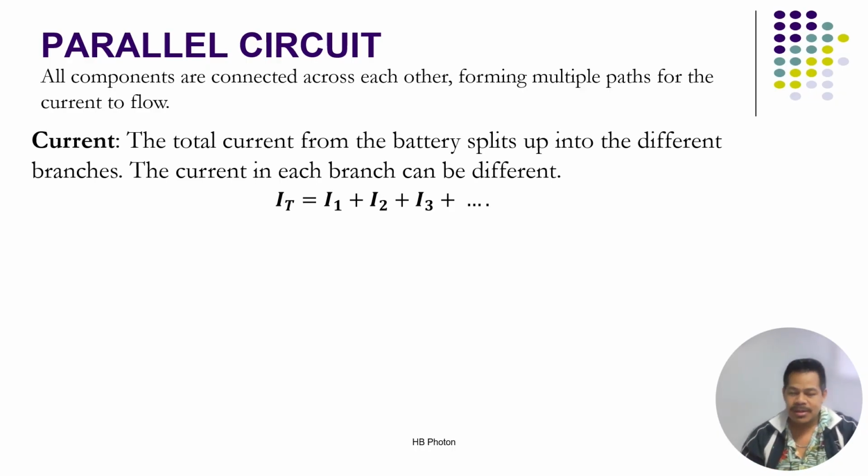For the current in a parallel circuit, the total current from the battery splits. The total current is shared among different resistors in different branches. So the current in each branch can be different. And the formula says IT is equal to I1, where I1 means the current across resistor 1, plus I2, current across resistor 2, plus I3, current across resistor 3.